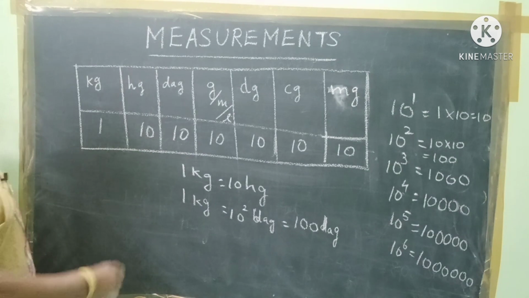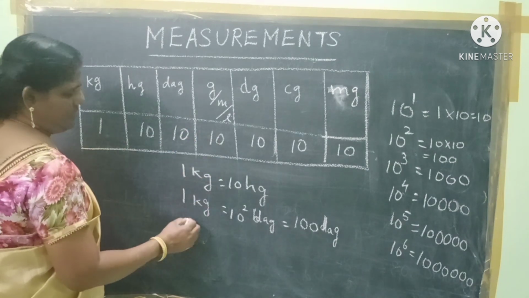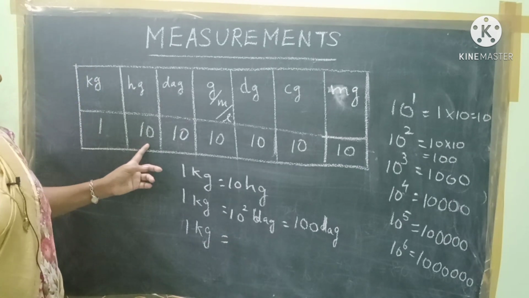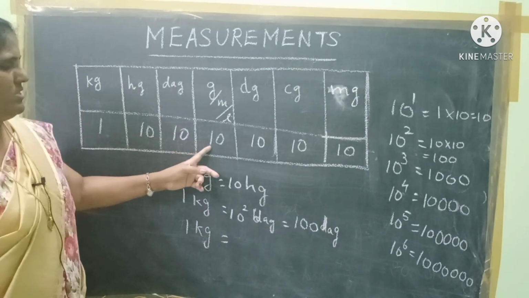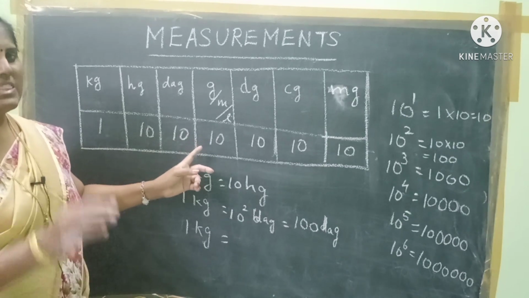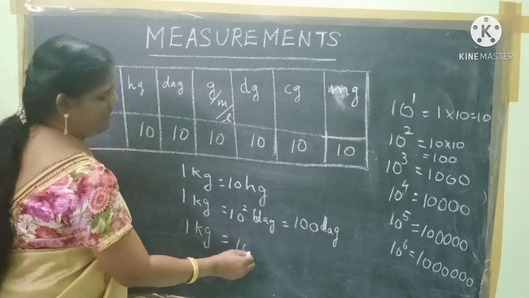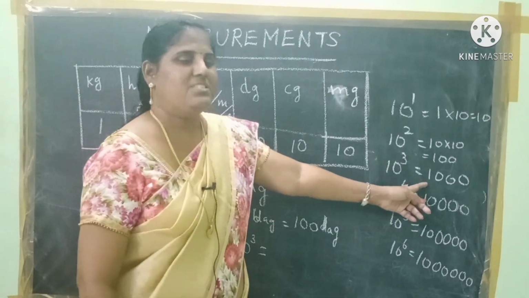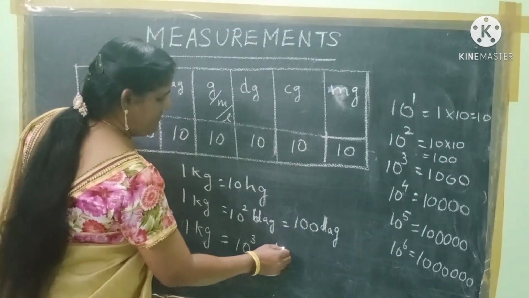Okay, so 1 kilogram to gram. 1 kilogram to how many gram? So how many tens are there? 1, 2, 3. So 10 to the power 3. 10 to the power 3 means, what's the answer? How many zeros will come? 3 zeros means 1000 gram.